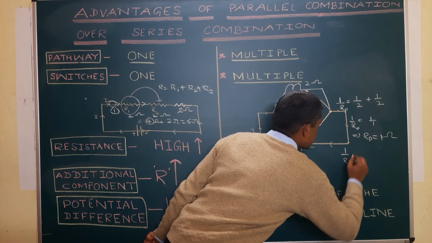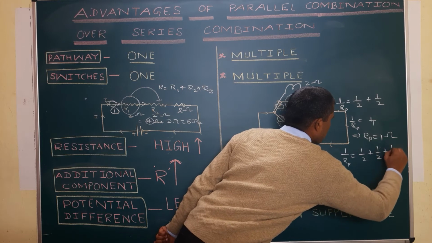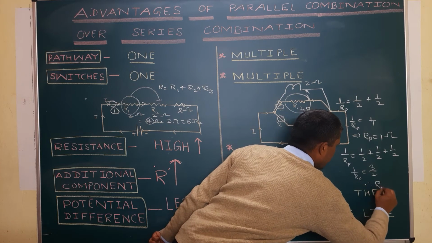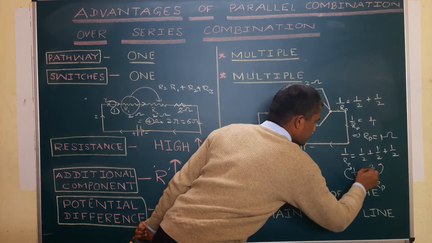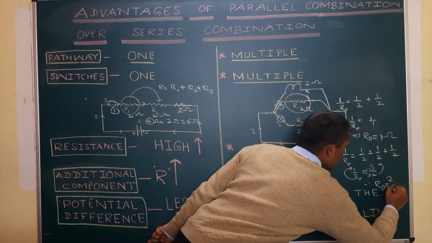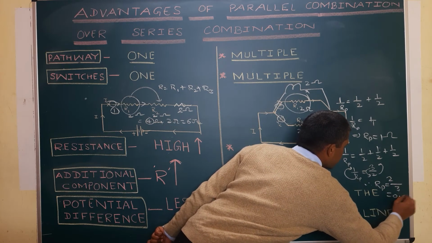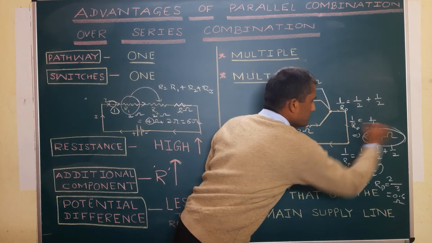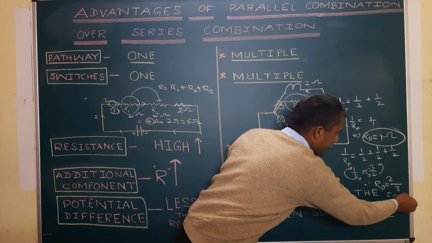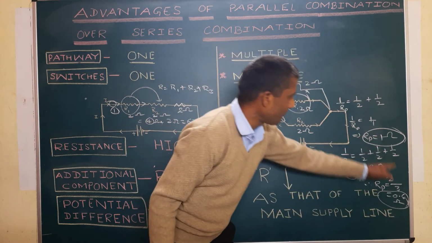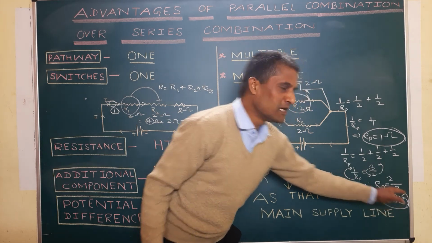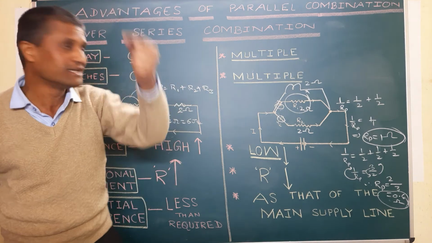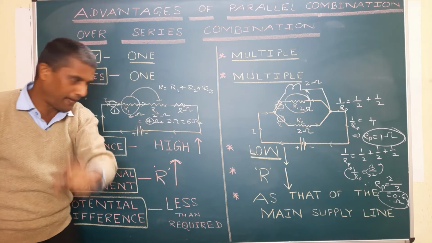1 upon Rp is equal to 1 upon 2 plus 1 upon 2 plus 1 upon 2, and it is 1 upon Rp is equal to 3 upon 2, and therefore Rp, this goes up, this comes down, and it is 2 upon 3, and 0.6 ohm. You can match here. It is 1 ohm total resistance, and when you have added an extra resistor, it falls even further. It becomes 0.6 ohm. So an additional component will not increase the resistance, it will decrease it further there. And that's another advantage for the parallel combination.